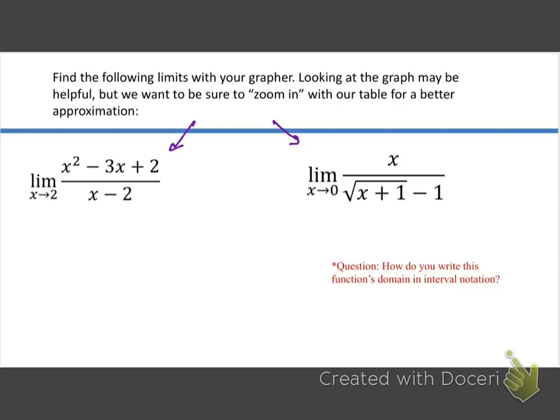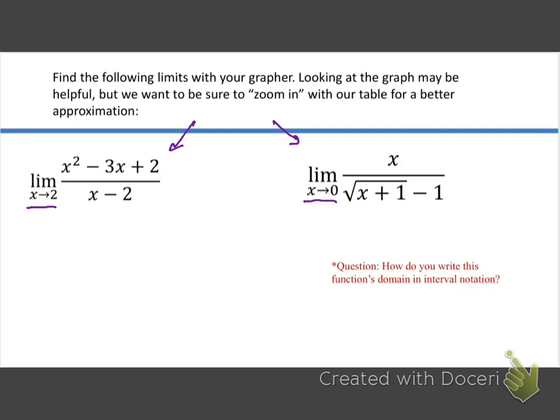And after you've given that some thought, go ahead and put these in your grapher. In the y equals screen, you can look at a graph if you'd like. A table is sometimes more compelling evidence of what a limit should be. But in both, we are given two different limits. In this one, we're interested as x approaches 2. In this one, we're interested as x approaches 0. So take a moment to do that in your graphers.